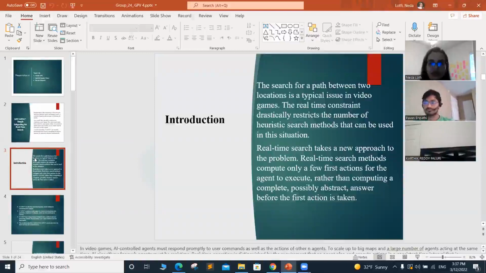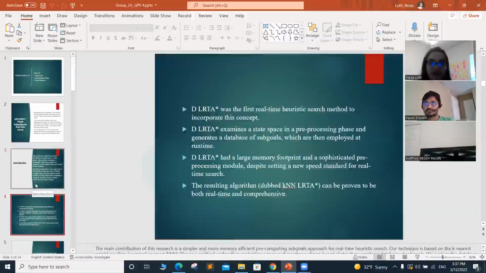Real-time search takes a new approach to the problem. Real-time search methods compute only the first few actions for the agent to execute, rather than computing a complete, possibly abstract answer before the first action is taken. CSR was the first real-time heuristic search method to incorporate this concept.